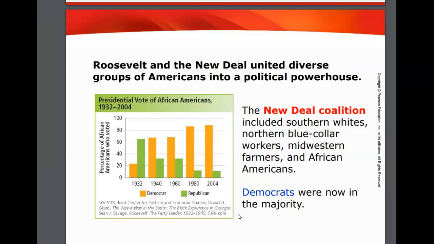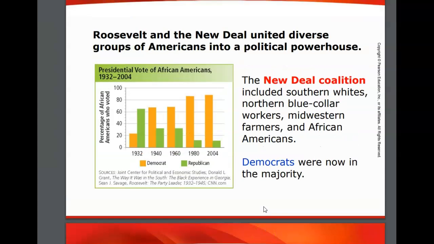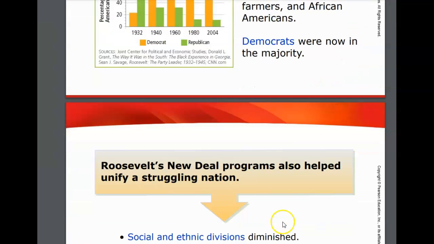The coalition would go on to reelect Roosevelt, of course, in 1936, in 1940, and then again in 1944. Right? So that's one big change. That was one of the major political changes that took place as a result of the New Deal, this creation of the New Deal coalition and a new group of people that are now voting Democrat.